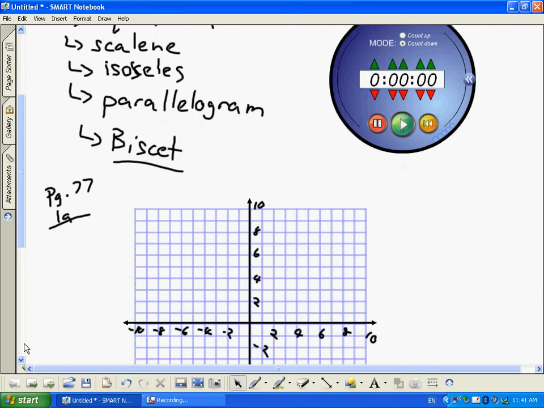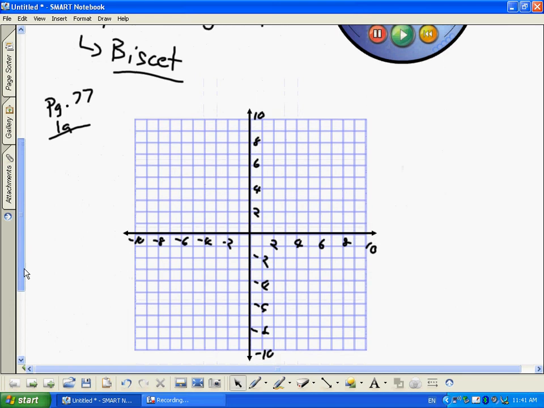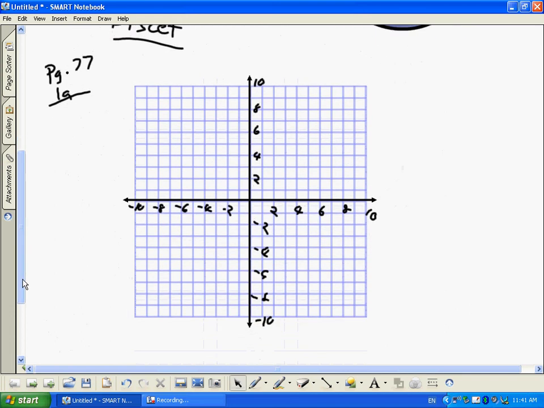We're going to take up some questions from a couple days before. Page 77, 1A. So open up your textbook, page 77. They've given us a line, and it says to estimate the length of each line segment from this graph. I'm not too worried about the estimate right now. Then calculate the exact length, okay?